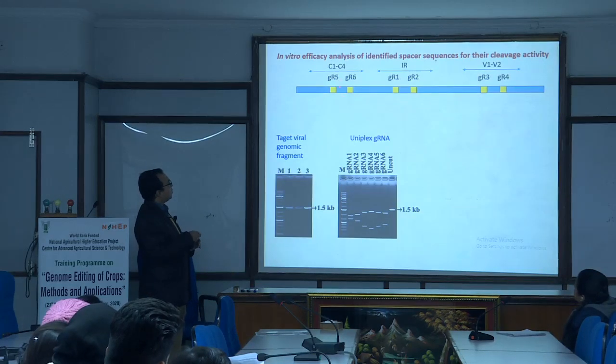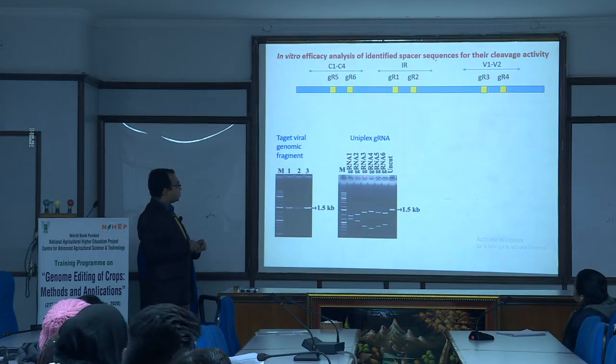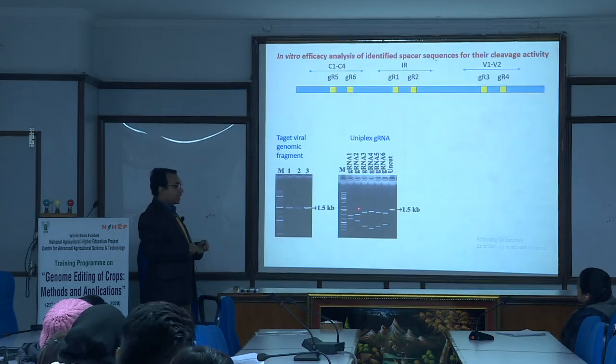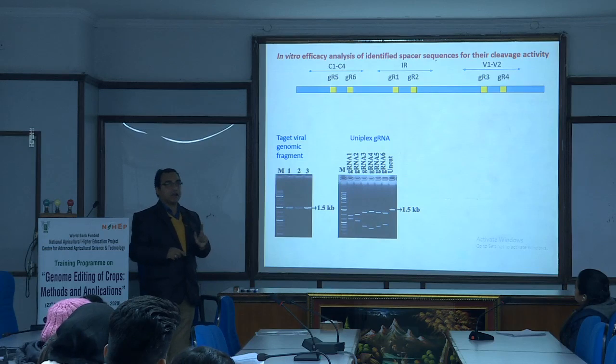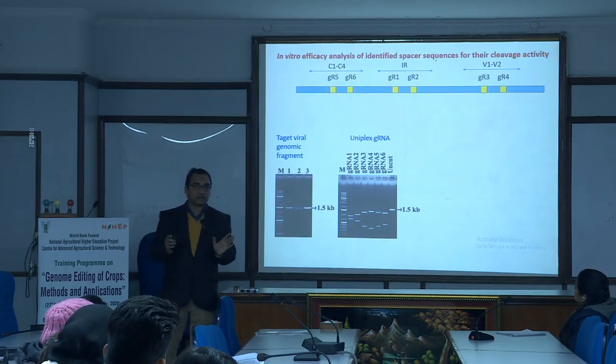So, this is the genome, and this is the guide RNA target. This is the 1.5 kb amplicon. When we give these individual 6 gRNAs, very nicely as per their size, they give cuts, and this is the uncut molecule. So, individual gRNA can effectively cut the viral DNA.